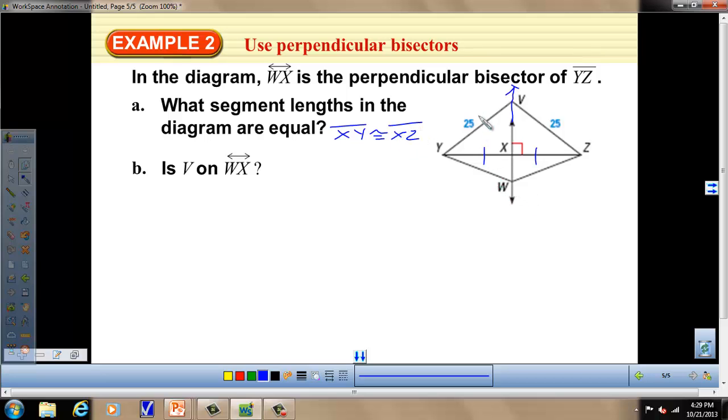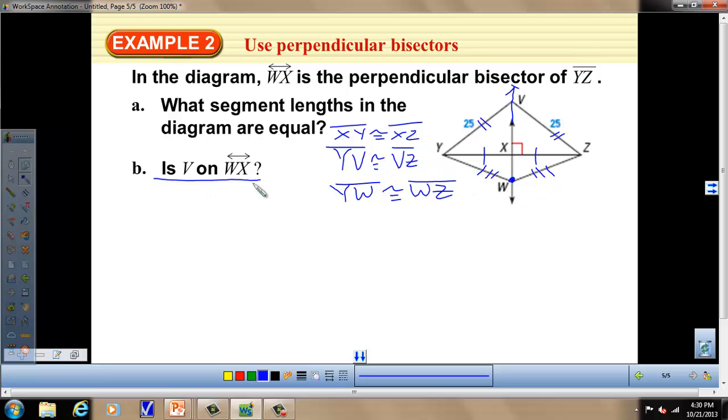We also know that these two lengths are equal because they're given to us. So we can say YV is congruent to VZ. And finally, we can say that YW and WZ are equal. The reason why YW and WZ are congruent is because this point right here lies on the perpendicular bisector, so therefore these two segments will be congruent.